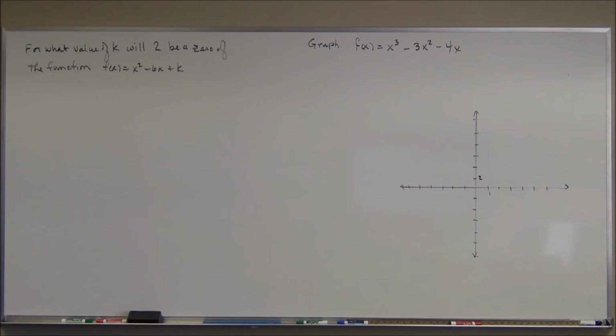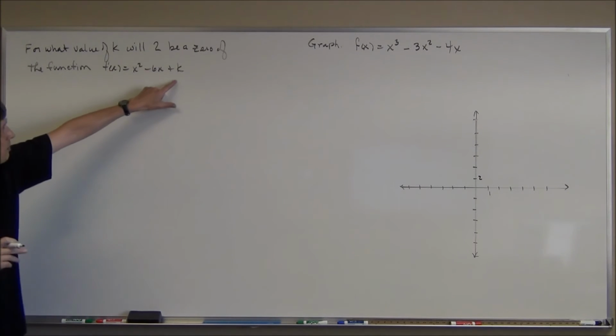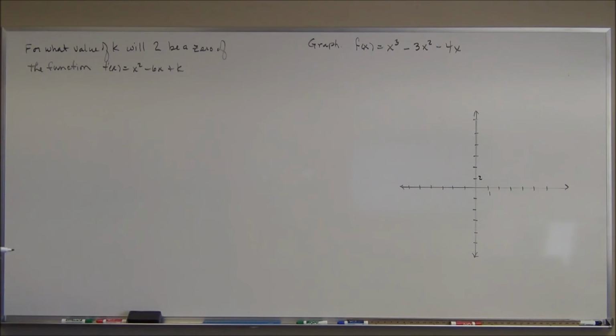Oh, aren't you lucky? We got some bonus time for you. For what value of k will 2 be a 0 of this function? Now, I know you didn't have one like this on your review sheet, but it's a good problem because it makes you think a little bit. For what value of k, this being the k here in my function, will 2 be a 0? Can you figure that one out?